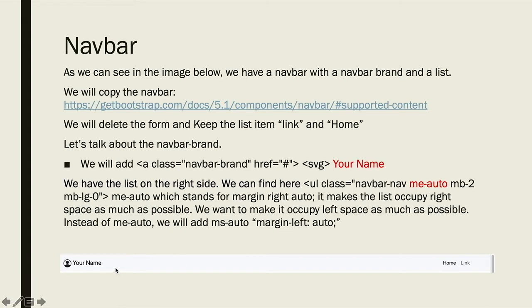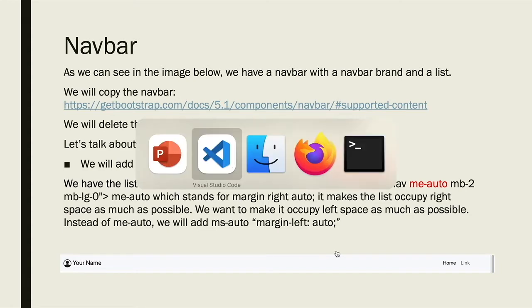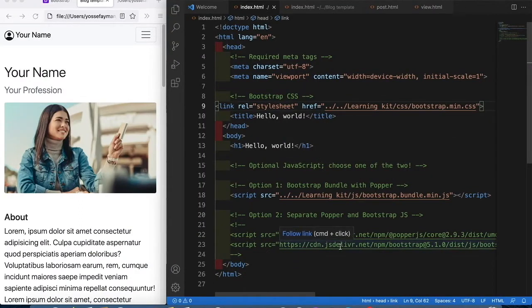It was here, but when I add margin left of auto or margin start of auto, which is ms-auto, I will make it occupy the left side as much as possible. So it will go from here to here. And now let's see how we can do that in our source code. We can go to this part right here. Okay, that's good. And then after this part, we will delete the hello world from here.